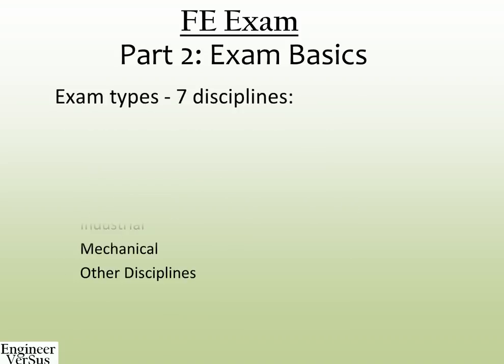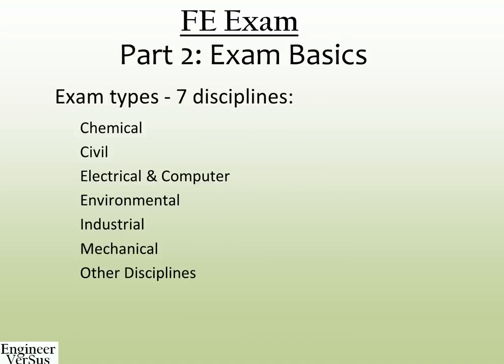All right. Now there's 7 disciplines. They are chemical, civil, electrical and computer, environmental, industrial, mechanical, and other disciplines. I would highly suggest that you choose one that fits your mold. So if you're doing a lot of structures, you're probably going to want to go with civil. If you're doing a lot of electrical, of course, stay with electrical, even though you might not feel as comfortable with all of the computer section, or vice versa. It's better oftentimes than taking the other disciplines.